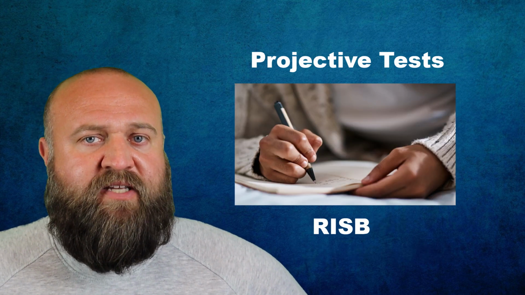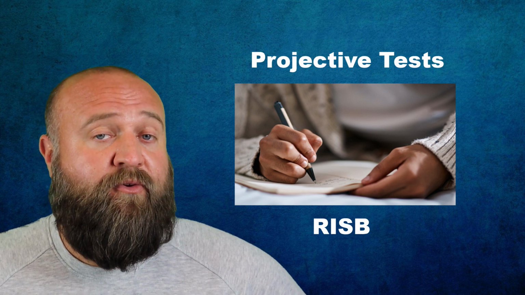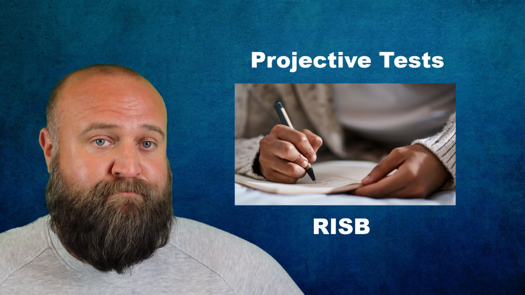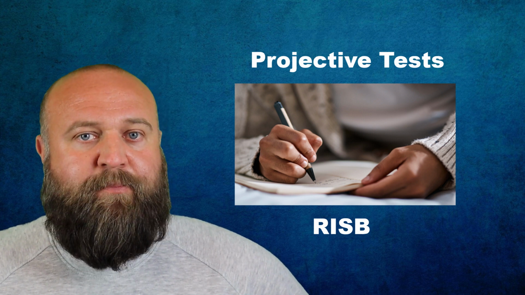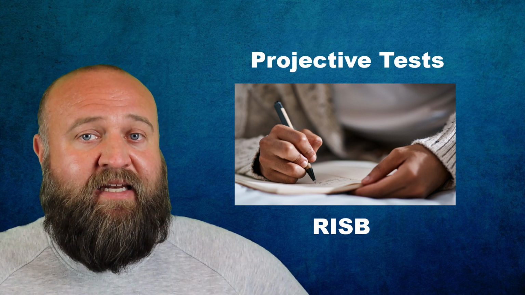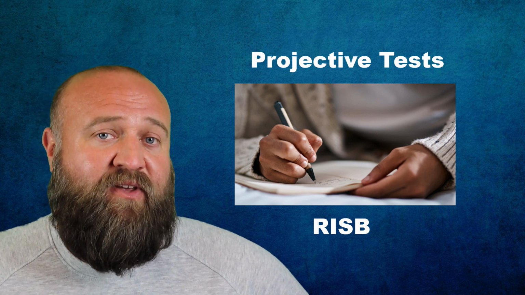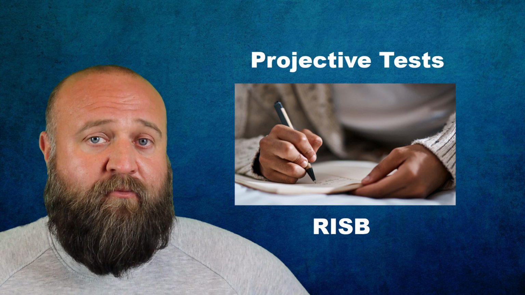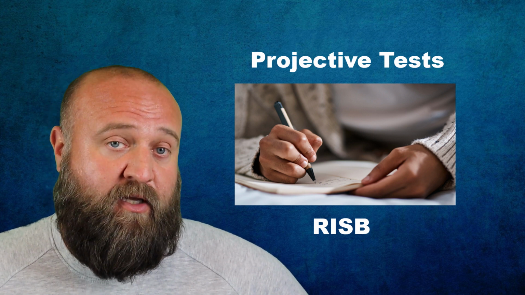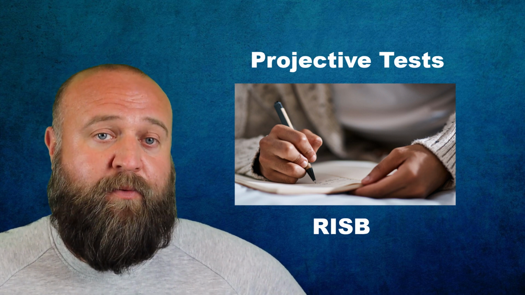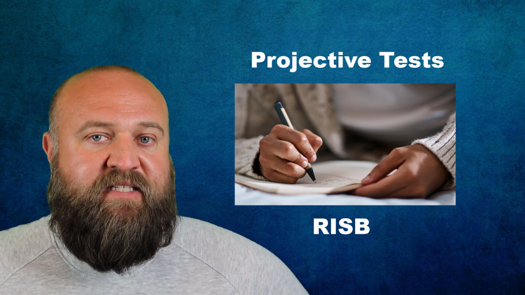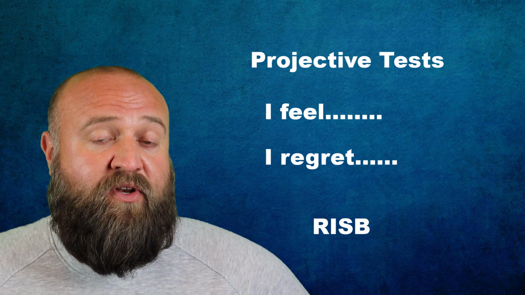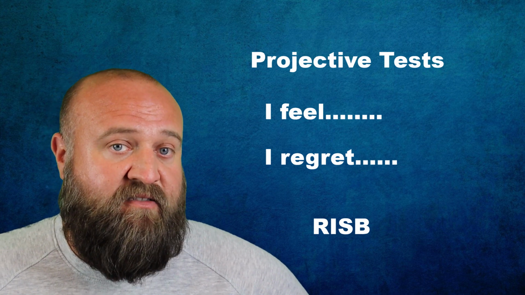The final projective test that I'm going to discuss is something called the Rotter Incomplete Sentence Blank, or RISB. With this task, a person is given the beginning of a sentence and must finish the sentence in their own words. This can either be done in writing or it can be done verbally. So here's an example. If the start of the sentence is something like I feel or I regret, then you'd have to finish that sentence.